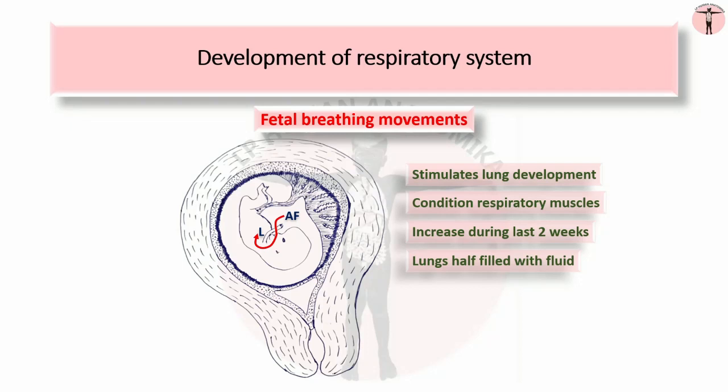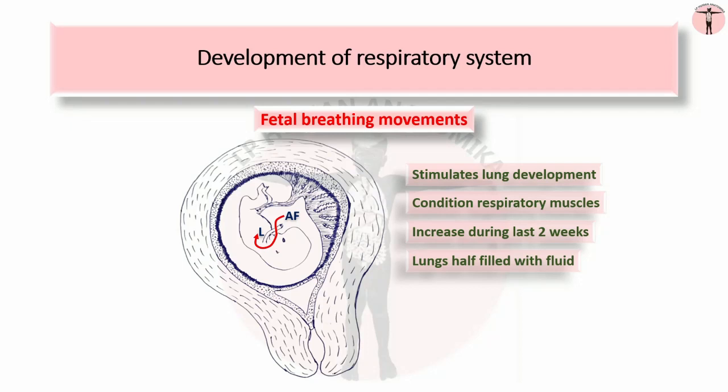Fetal breathing movements begin before birth and cause aspiration of amniotic fluid into the lungs. These fetal breathing movements occur approximately 50% of the time and only during rapid eye movement sleep. These movements are important for stimulating lung development and conditioning respiratory muscles, possibly by creating a pressure gradient between lungs and amniotic fluid. By birth, the fetus has had the advantage of several months of breathing exercise. Fetal breathing movements increase in the last 2 weeks as the time of delivery approaches.